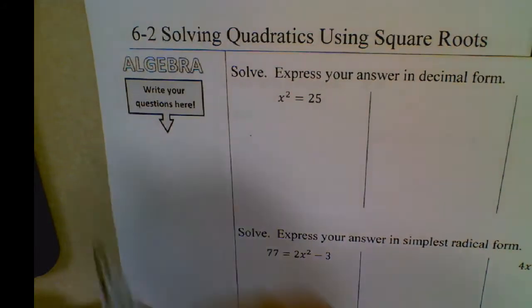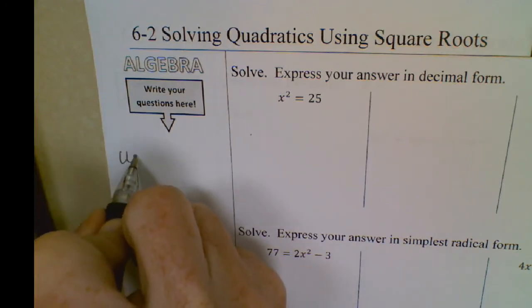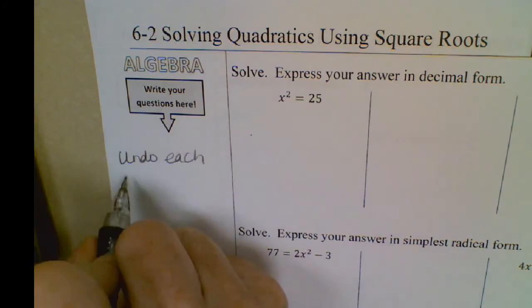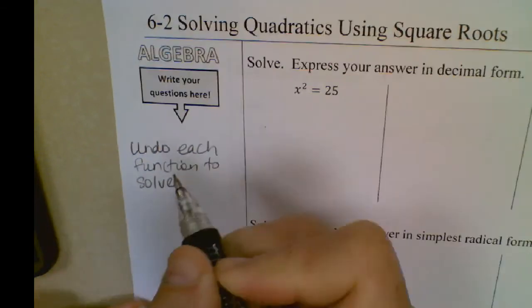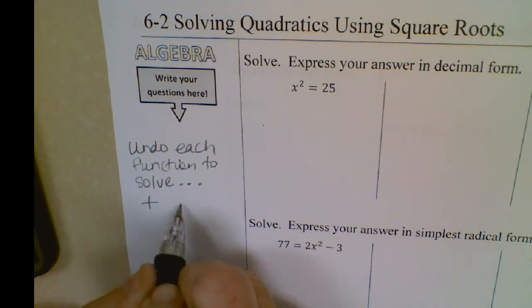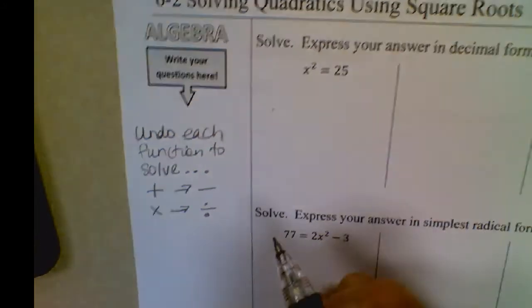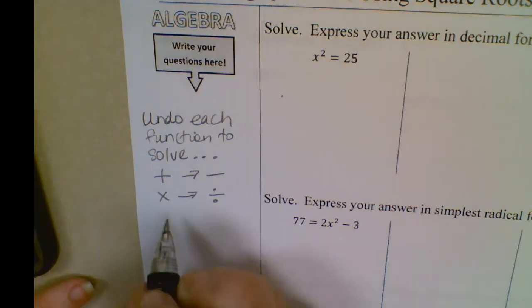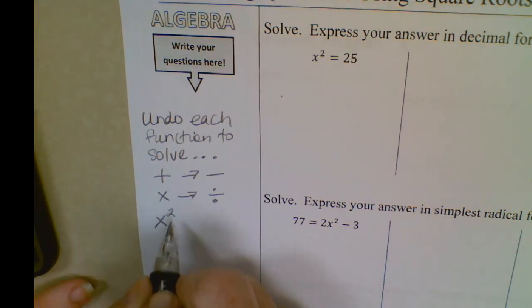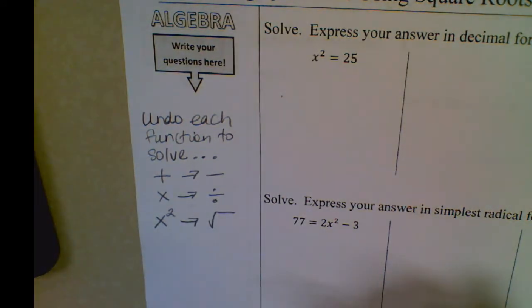Okay, so remember, when you solve any kind of equation, we're always undoing something, right? Undo each function to solve. That's what we always do, right? We always work backwards. So we know that if we need to undo addition, then we subtract. If we need to undo multiplication, we divide, and vice versa. Well, how do I undo exponents? We've been working on exponents, right? How do I undo squaring something? Well, the way I undo that is I take the square root of that. Okay, so that's the main idea of what we're going to work with in this section.